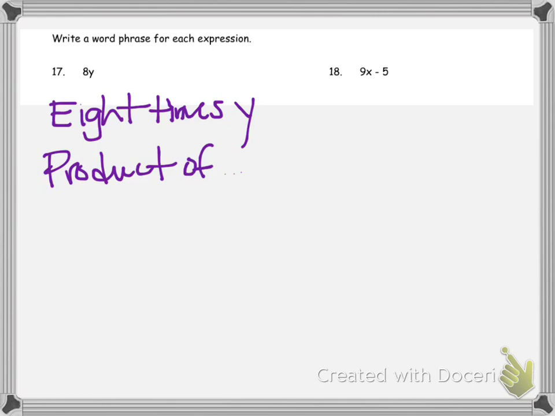18. Some things that it could be, you could just say 9 times x, comma, minus 5. That would work. You could say the difference of 9 times x and 5. You could say 5 less than the product of 9 and x. So lots of ways that you could write a word phrase for that expression. There's a couple of examples.